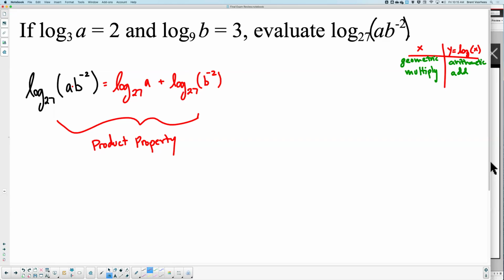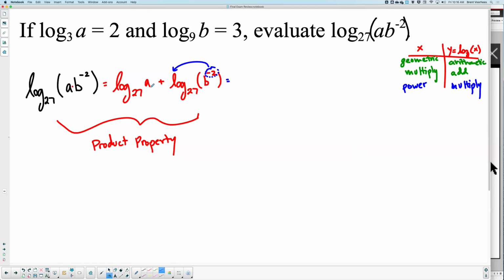Okay, what do you think we could do now? Any other properties you see? Good. We have a power here. What can I do with that power? Yeah, that can become a multiplication in the front. If you have a power on the inside, again, the log is geometric, so that means it's one operation higher. What's one operation less than a power? Multiply. So we can make this power multiply in the front.